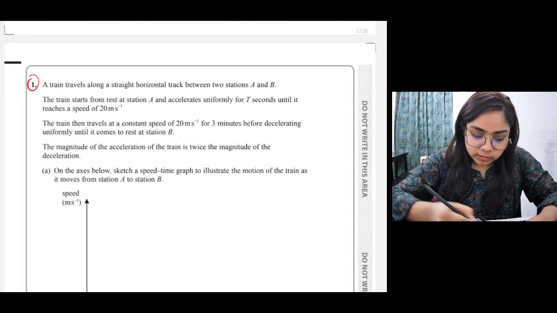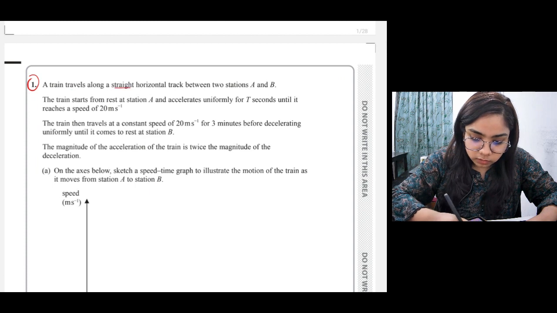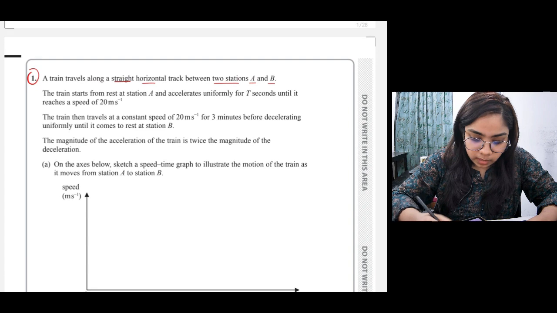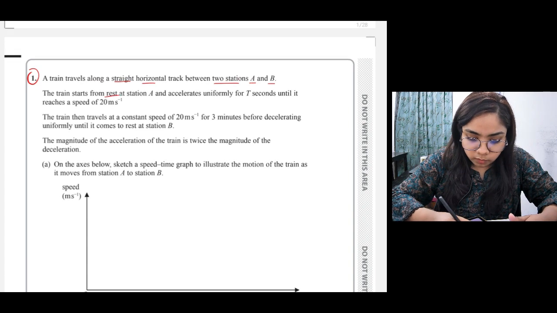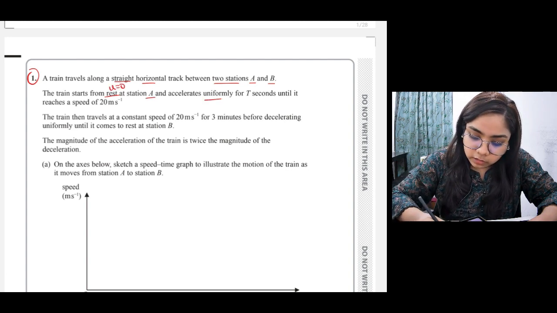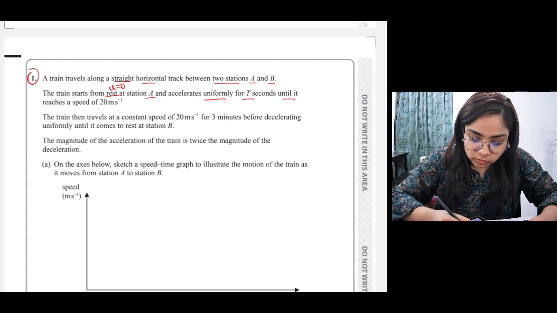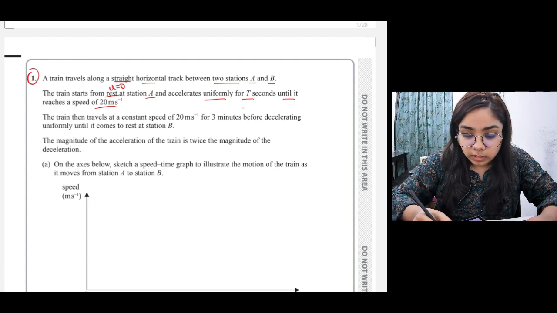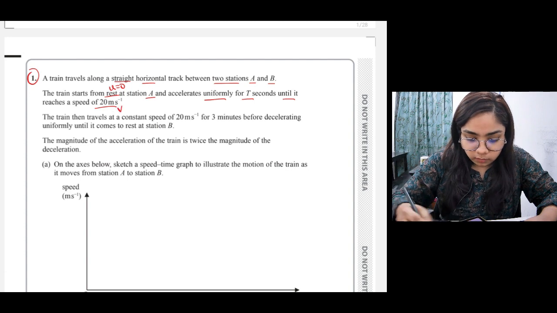In question 1 it says that a train travels along a straight horizontal track between two stations A and B, and the train starts from rest. That means the initial velocity is 0, so u is 0, at station A, and accelerates uniformly for T seconds until it reaches a speed of 20. That means initial velocity was 0, final velocity is 20, and the time taken is capital T. This is your final velocity.